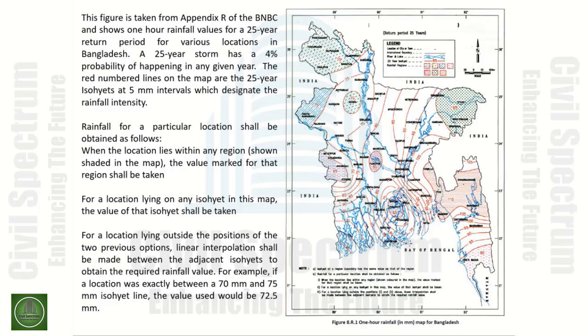For example, for a location that was exactly between the 70 millimeter and 75 millimeter isohyet lines, the value used would be 72.5 millimeters. Again, this is Figure 8.R.1. This is our 1 hour rainfall in millimeters map of Bangladesh, showing the rainfall intensities and isohyet lines in various areas of Bangladesh.